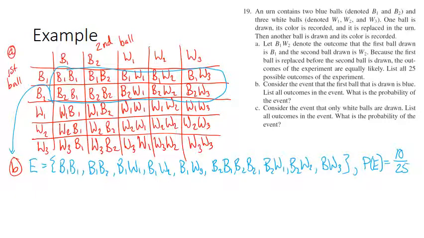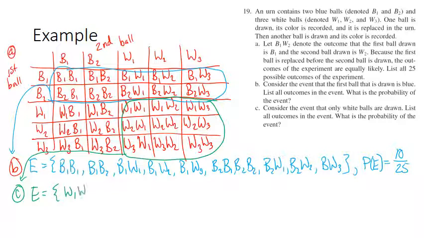All right, so part C, let me switch to a different color. For part C, consider the event that only white balls are drawn. So it's going to be these ones down here. So that is part C. And I'll just write them out.